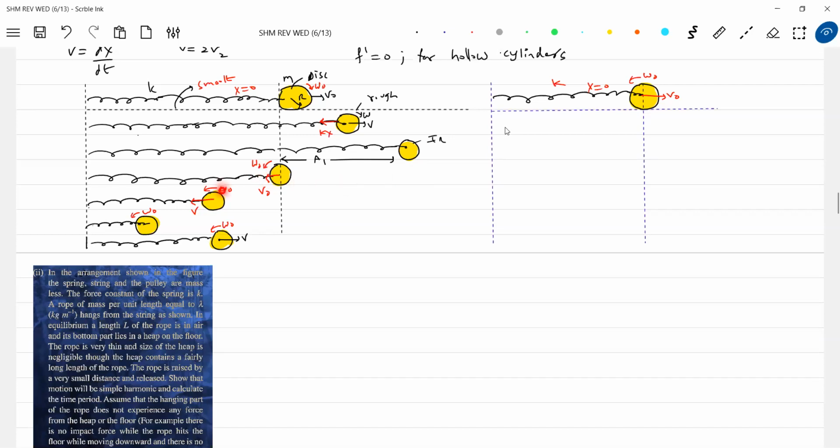Afterwards, omega naught will not change because only spring force will be acting. The spring force will be acting in this direction. At the left extreme, it will have angular velocity. Nobody can change angular velocity. Again, it will come back to the same mean position with the same V naught, but omega naught will not change.